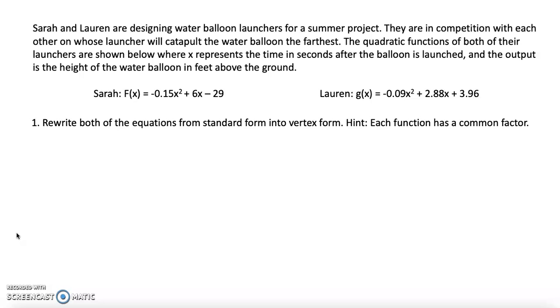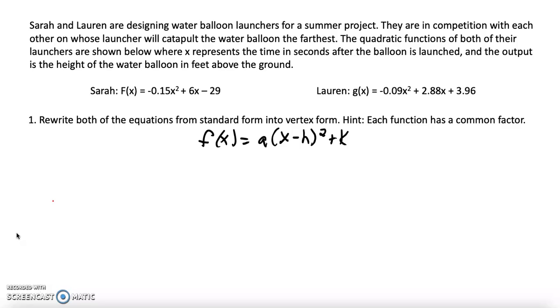The first thing we want to do with these formulas, which are in standard form, is convert them into vertex form, and your hint is that each function has a common factor. Just to recall, our vertex form is a parentheses x minus h parentheses squared plus k. In order to transition from standard form to vertex form, we need to complete the square.